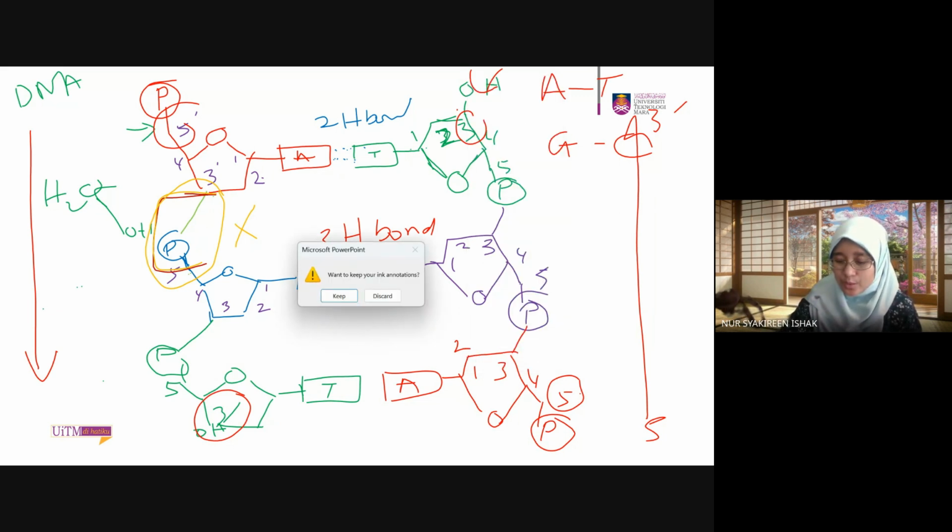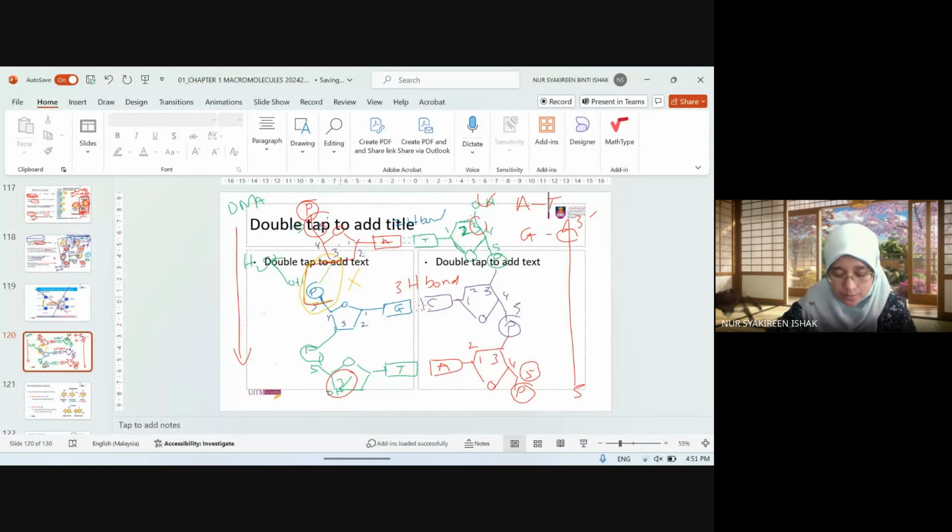So I hope that you know how to draw each individual nucleotide so that you know how to attach the nucleotides together. Okay. So next one.